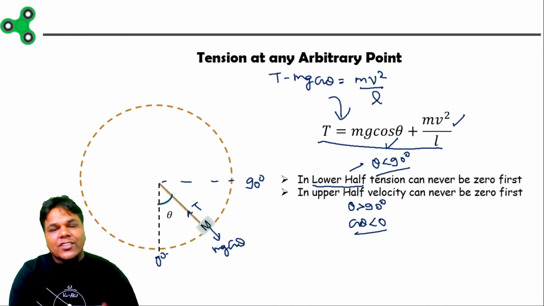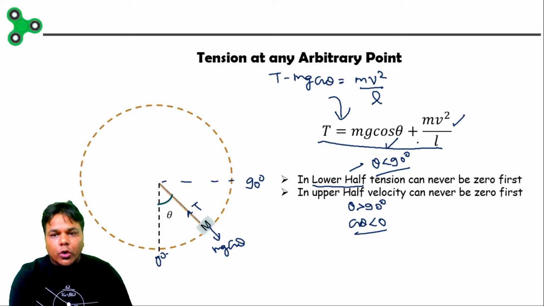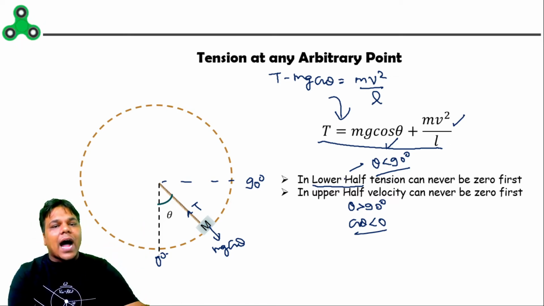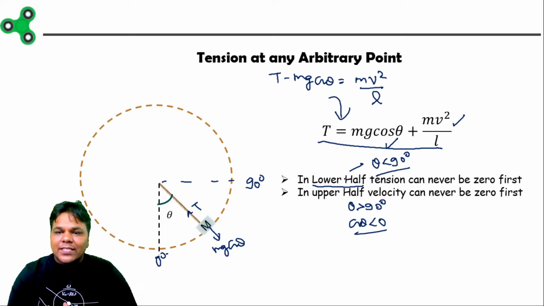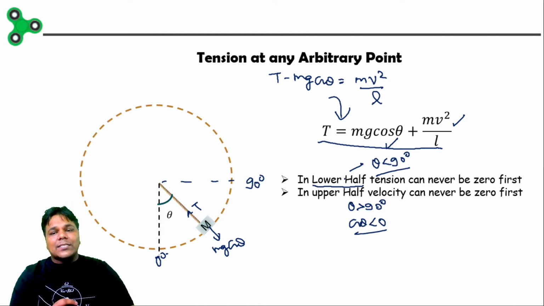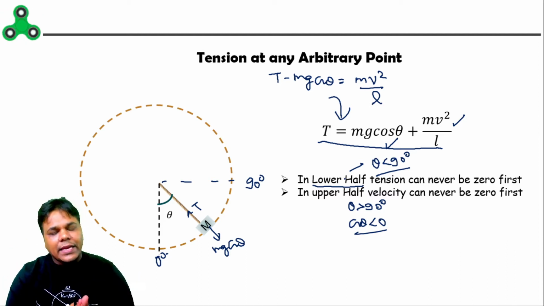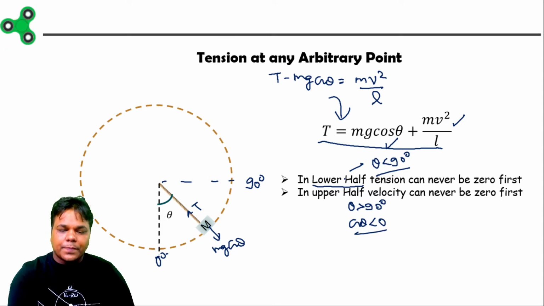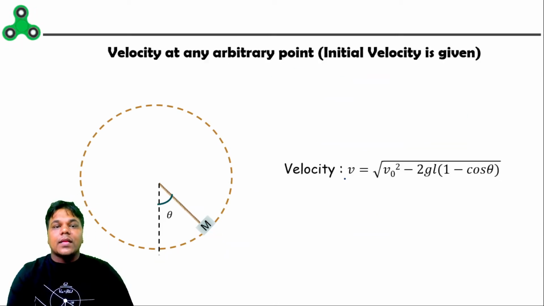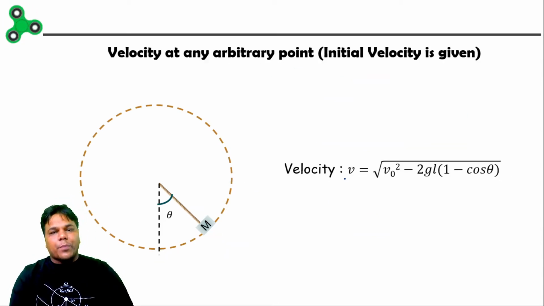Okay, so far we have understood two things. In the lower half, tension can never be 0 because both terms are positive, while in the upper half, the mg cos theta term is negative and mv square by L is positive, so the tension can be 0. Got it? Next point.